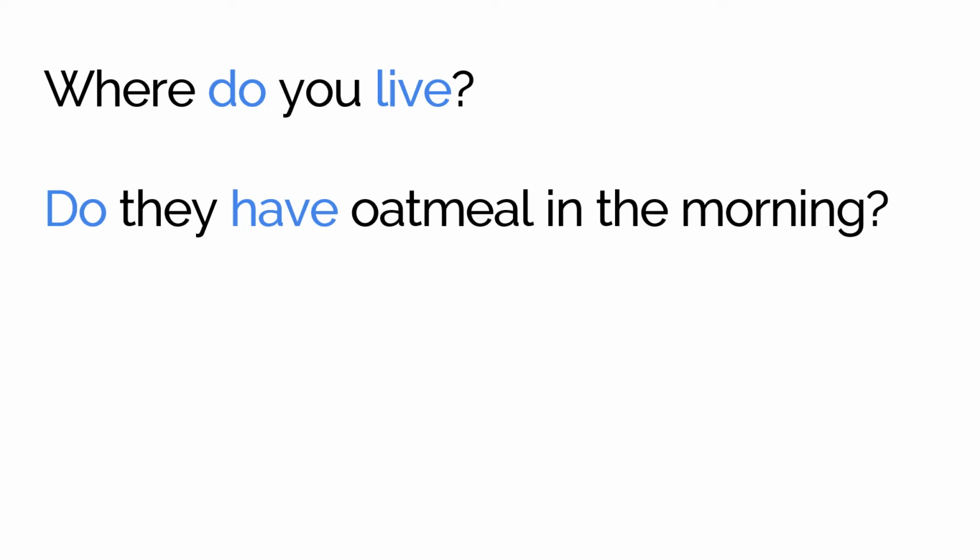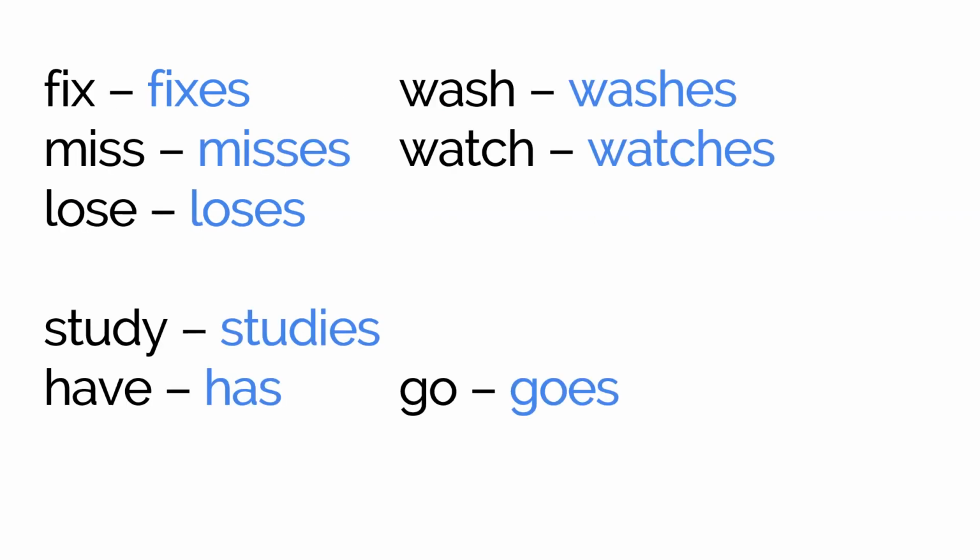When asking questions, we need to use the auxiliary do before the subject and the verb in simple form. Where do you live? Do they have oatmeal in the morning? Now let's check the rules for the subjects she, he, and it.